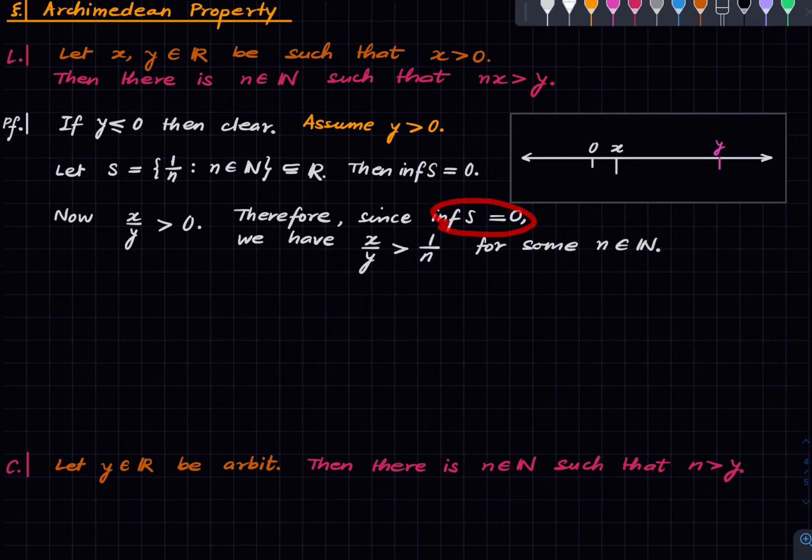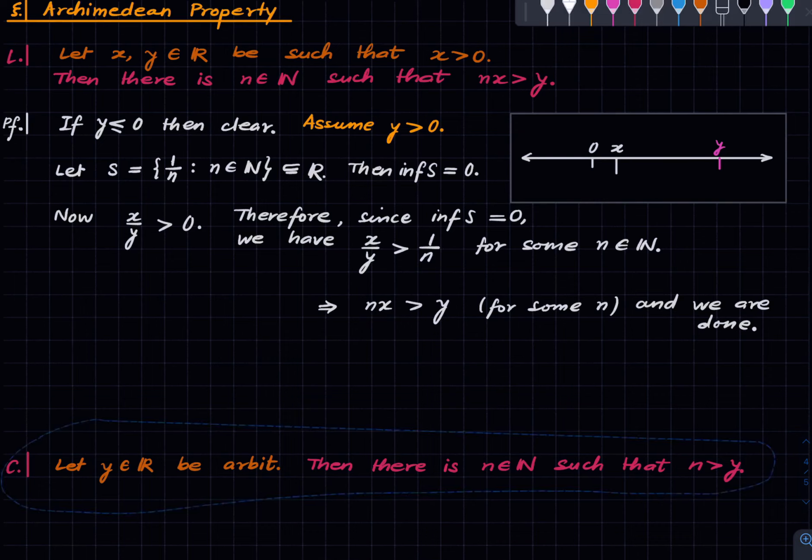Since infimum S is 0, we must have this for some n. The fact that we are using about x by y is that it is a positive entity. So we have this, and now you just rearrange, just do the algebra, and we are done. This is for some n, and we are done. Okay, so that's the proof of the Archimedean property.